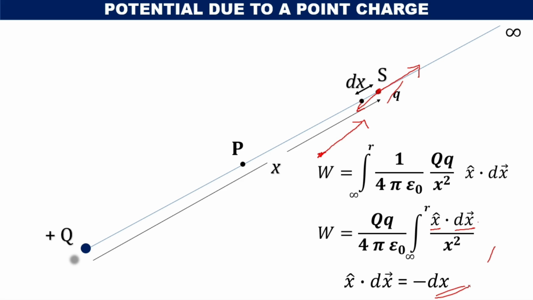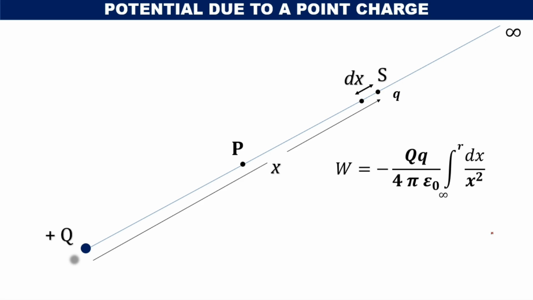When we substitute the dot product value here, we will get this equation. Then finally, when we carry out the integration, minus Qq divided by 4 pi epsilon naught remains as it is.